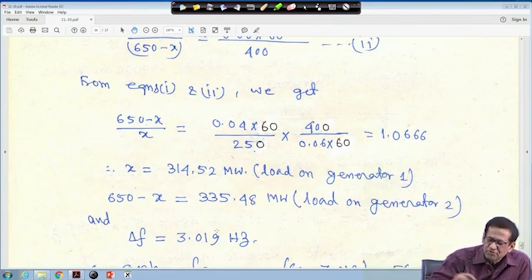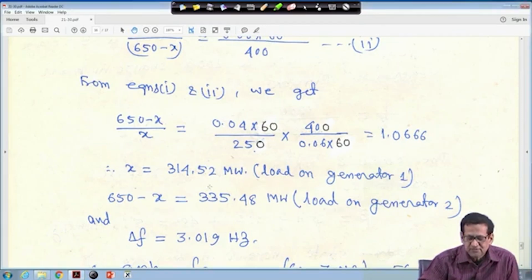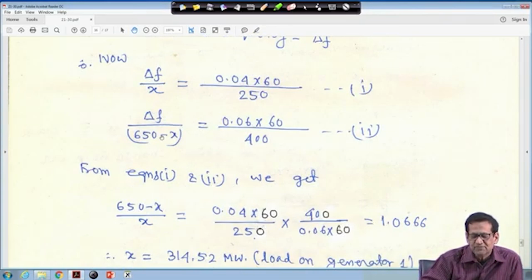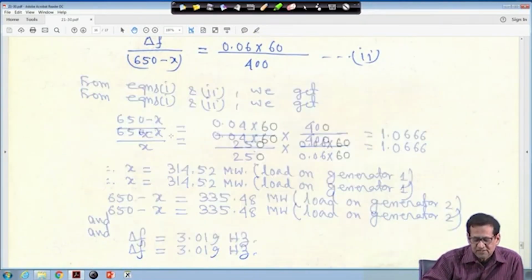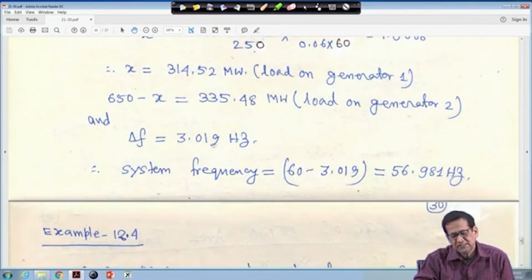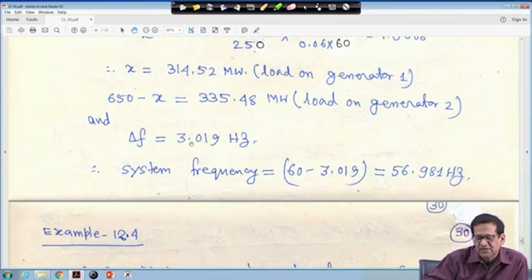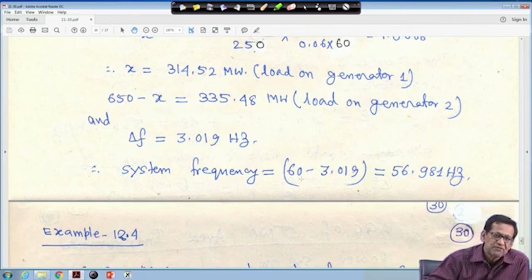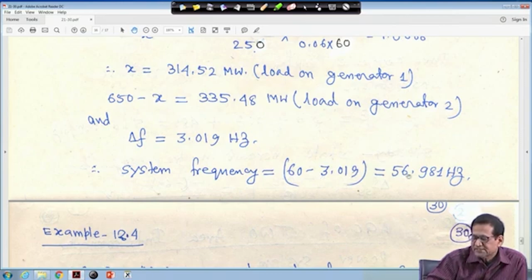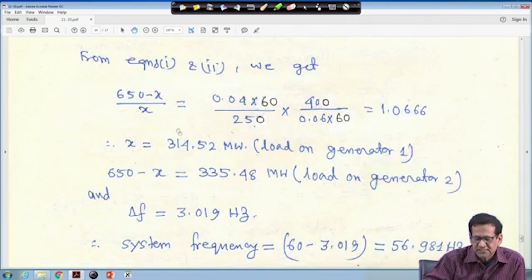If we know x, then you substitute the value of x in either of the equations and solve for delta f. So delta f will be 3.019 hertz, the frequency will deviate like this. Therefore, the system operating frequency will be 60 minus 3.019, which is 56.981 hertz. So this is the answer, but again generator 1 is heavily loaded, more than 20%. That is why I give you the other two problems.